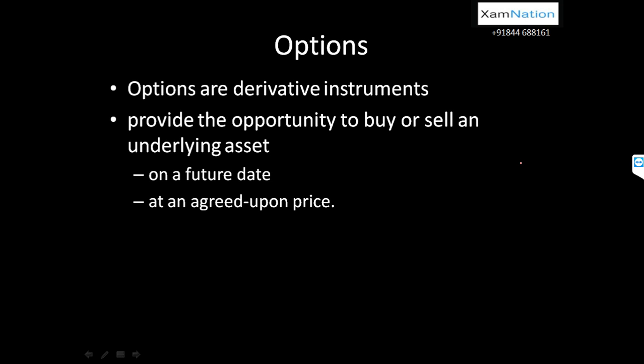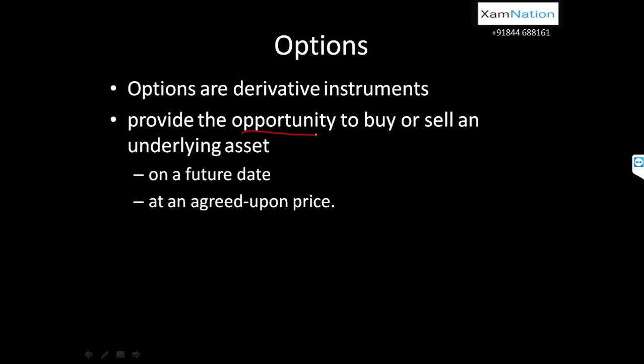We will understand the basics of options now. As the name implies, there is an option, that is someone has some options. Options are derivatives. They provide the opportunity to buy or sell. It is just an opportunity. It's not that one has to buy or sell. It's just the opportunity. Whether they want to utilize it or not is up to a person.